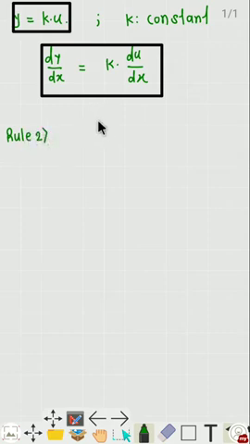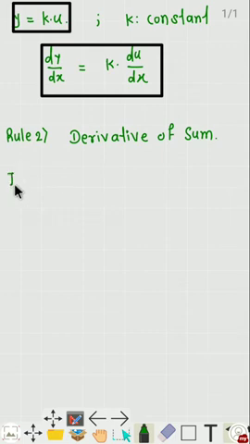Rule two, derivative of sum. Okay, if u and v are differentiable functions of x, and if y is equal to u plus v, then we write the derivative of y with respect to x.